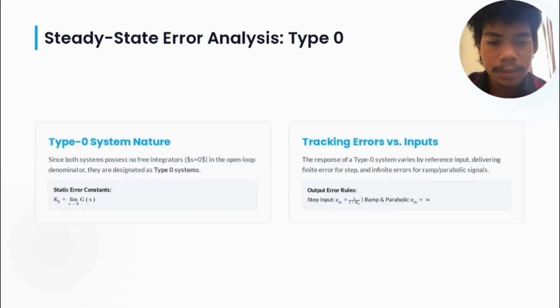Next is the steady state error analysis. Both systems are classified as type 0 systems. This means they have a finite steady state error for a step input, but an infinite error for both ramp and parabolic inputs.